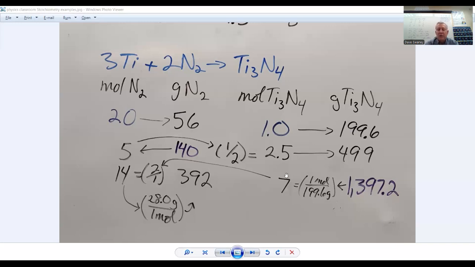Our second and third runs are where it gets more complicated. Purple is our given information. I'm going to use 140 grams of the N2. That's fine. You can do that. How many moles would that be? Well, when you divide by 28, the molar mass, you find out you are using 5 moles of it.